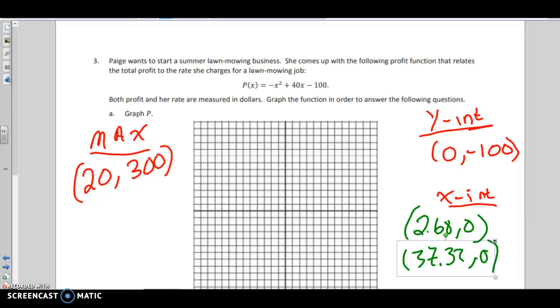So I have some good points now I can make my graph with. I know my max is going to be at 300. If I go by 50s on the y-axis, that'll get me there. And I'm going to go by 5s on the x-axis. So I know my y-intercept is 0, -100. So if I'm going by 50s, that is right here.